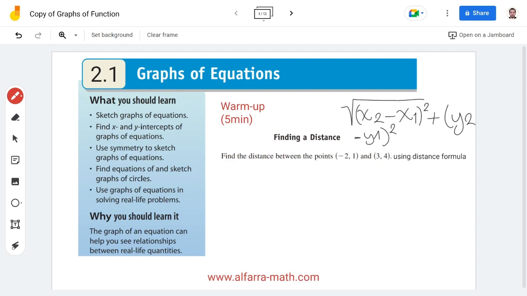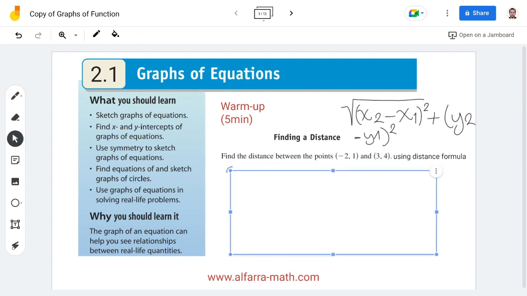Why should you learn it? Take it, Leon. Tell me why you should learn it. The graph of an equation can help you see relationships between real life quantities. Yes. So as you can see here, Noura, why should we learn it? Because we can see the relationship and the real quantities.